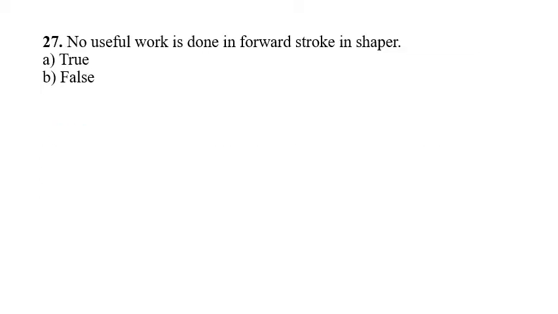Question number 27. No useful work is done in forward stroke in shaper. True, false? The answer will be B, false. Useful work is done during the forward stroke only. In return stroke, there is no useful work done, so return stroke is the idle stroke. The answer will be false, B.